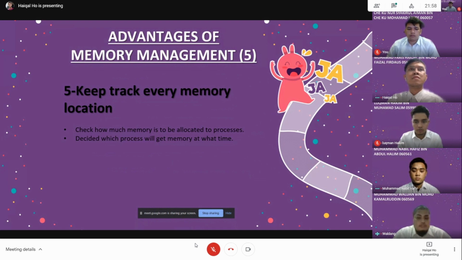Memory management refers to the OS function responsible for managing the computer's primary memory.